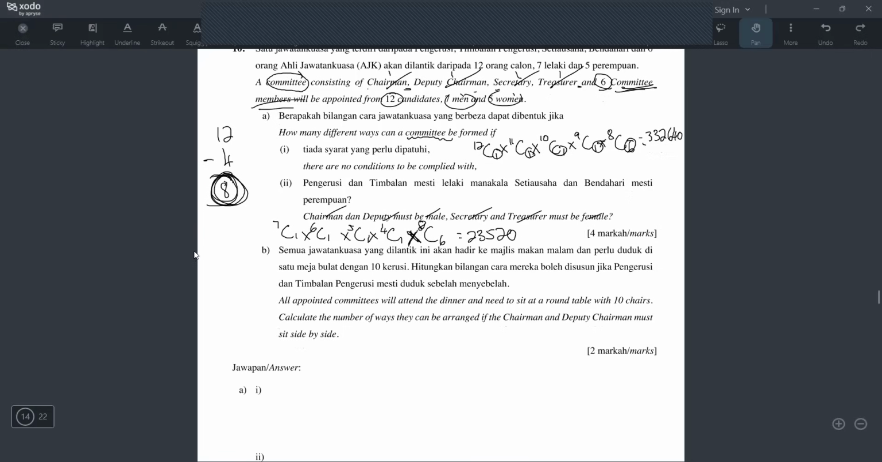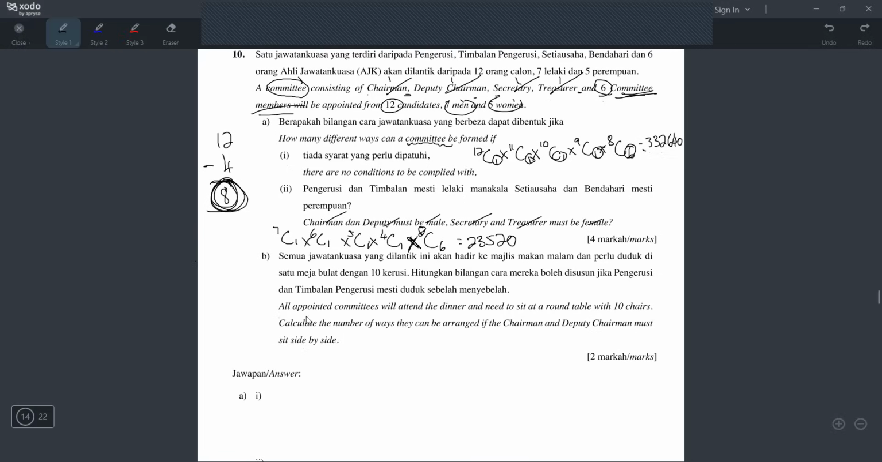Okay, now for question B. Question B, I think, is related to A, but I'm not sure. So let's just read. All appointed committee members will attend the dinner and need to sit at a round table with 10 chairs. So this is a round table with 10 chairs: 1, 2, 3, 4, 5, 6, 7, 8, 9, 10. So if no condition, how many ways to arrange 10 members in a circle?